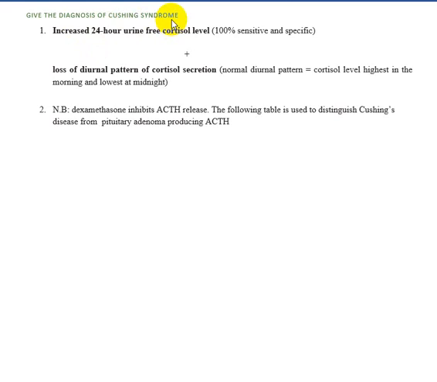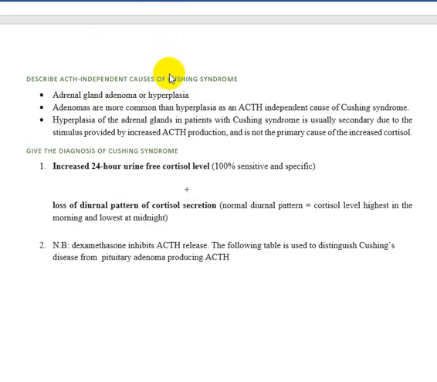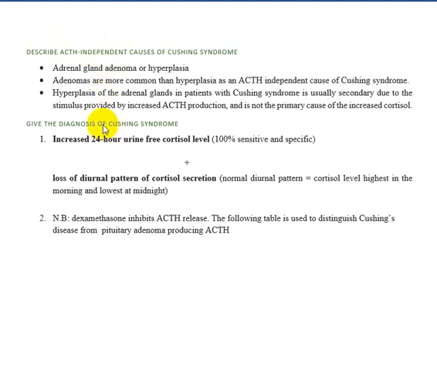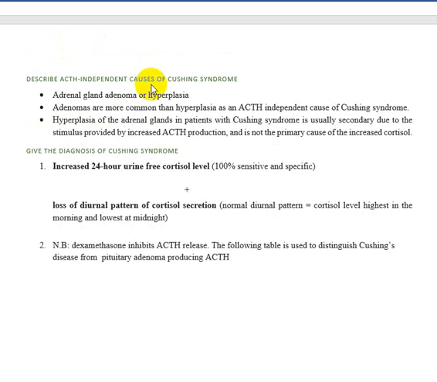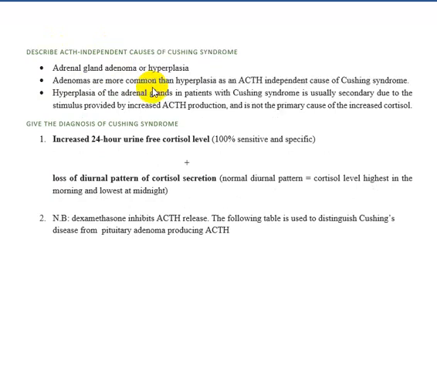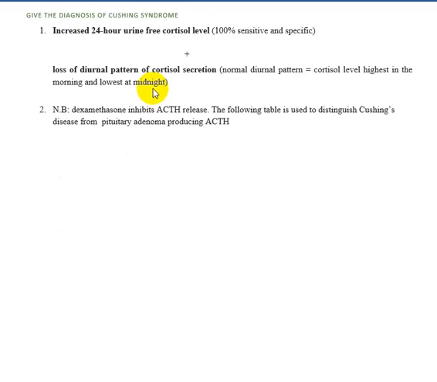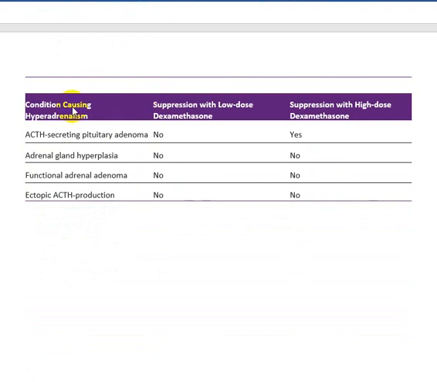Now you can do a test to differentiate ACTH-dependent from ACTH-independent Cushing syndrome. To differentiate them, use dexamethasone. Dexamethasone is used to inhibit ACTH. If it is ACTH-independent, dexamethasone is not going to inhibit it, and thus it's not going to reduce the level of cortisol. While if it is ACTH-dependent, the dexamethasone is going to reduce the level. So this is the case here.